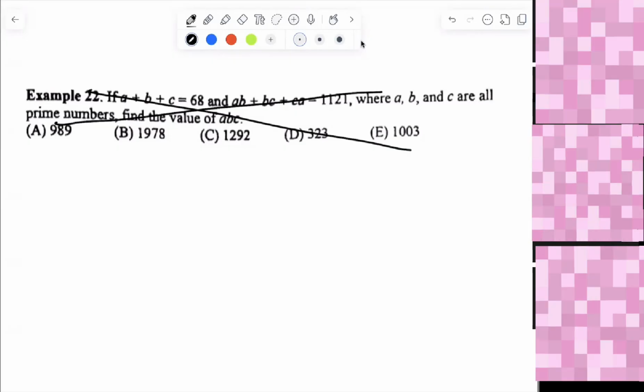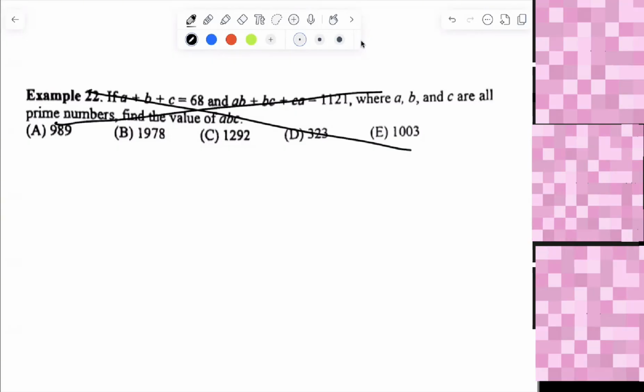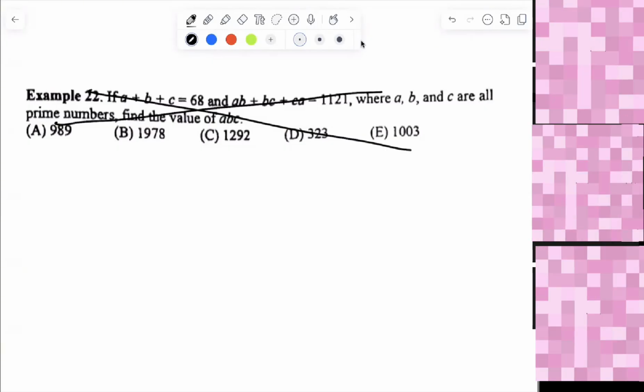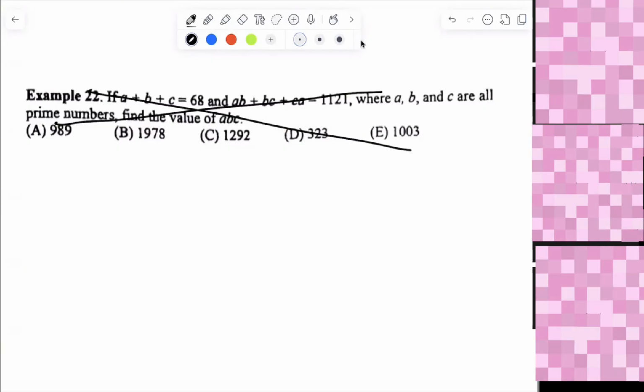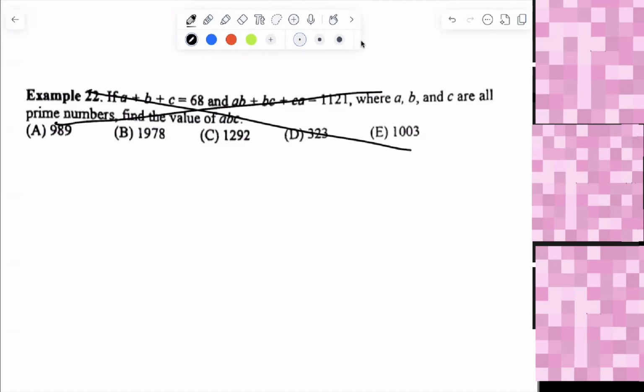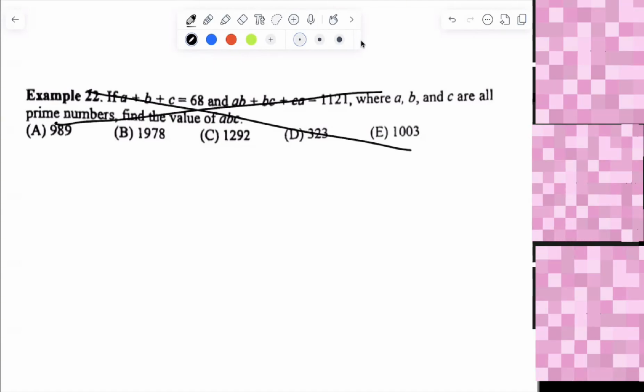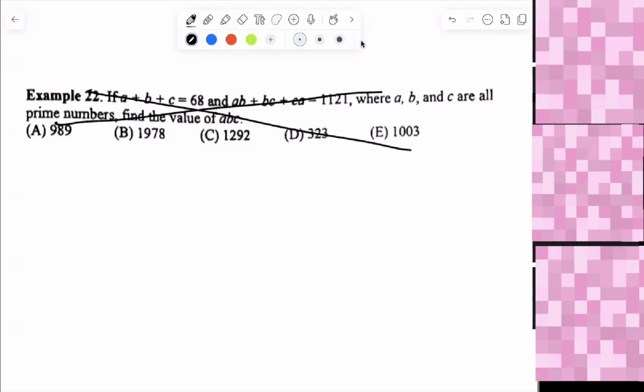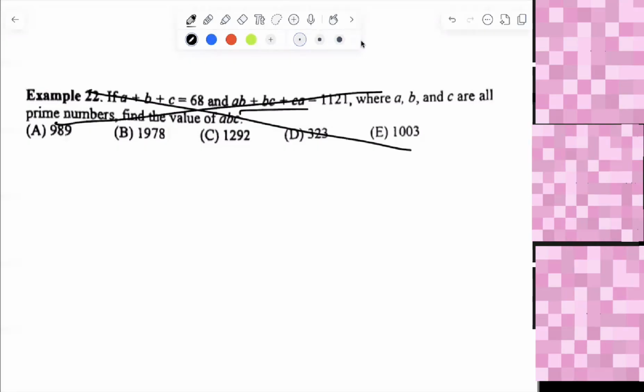There's only one even prime number, which is 2. 2 plus 2 plus 2 is just 6, and 6 is obviously less than 68, so only one of them must be 2. So B and C are going to be odd. And then doing all the calculations in casework, you'll end up with B, or 1978, if I'm correct.